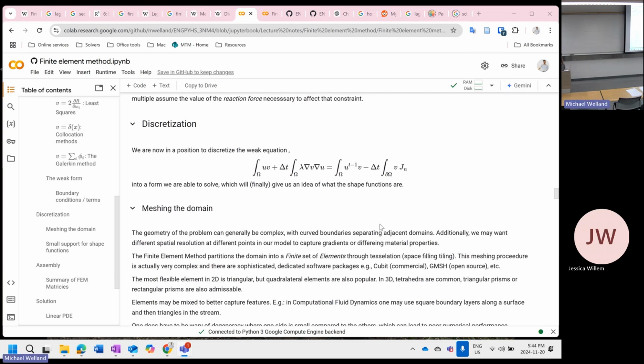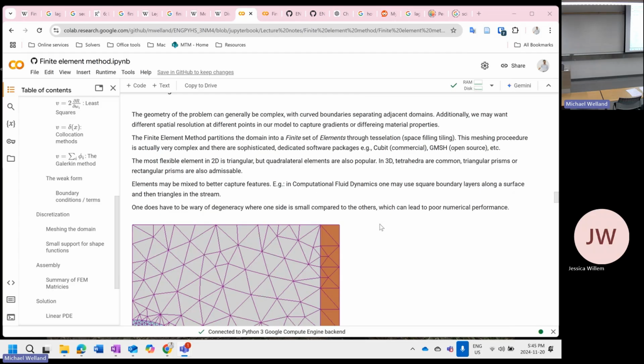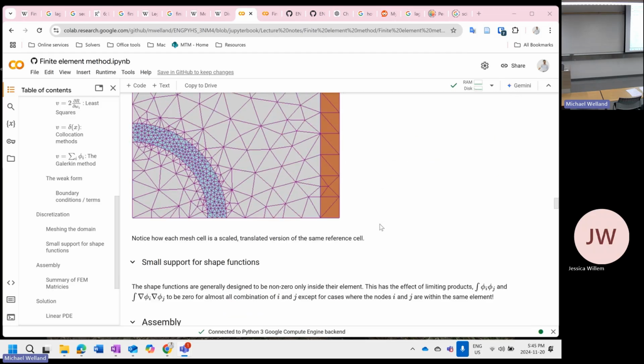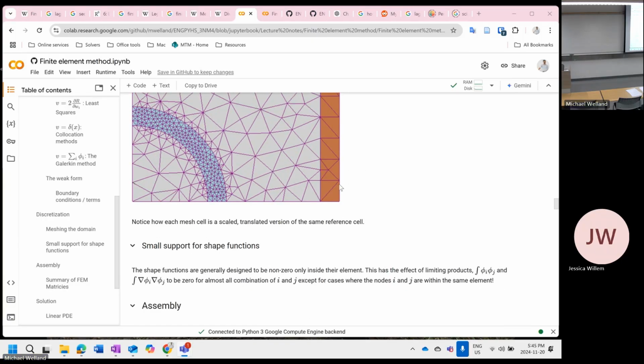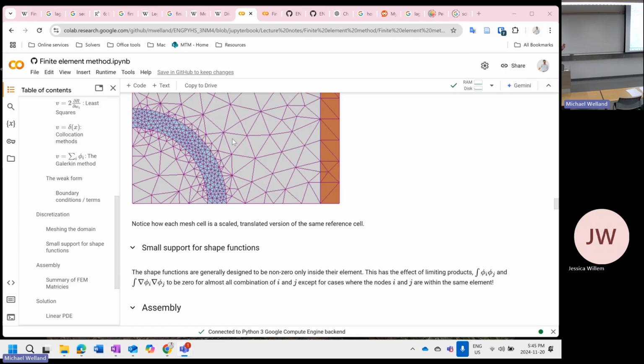Okay, discretization. We're finally in a position to actually do something about this. The first part, I think I showed you guys this one already, right? Yeah. Using triangles, you mesh, you get narrower at the beginning, larger at the outside, no problem. Every single cell is a triangle, and it's all literally just copies of the exact same reference triangle that's been transformed and scaled. Yeah? Small support for shape function. What that means is that on every element, we're going to define a few shape functions, which are the basis of your solution. Those shape functions are only going to be non-zero inside that element.